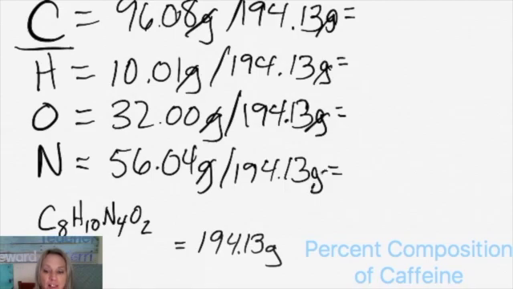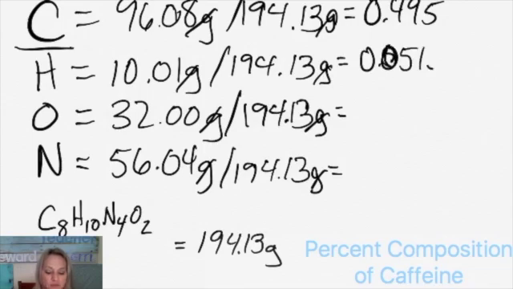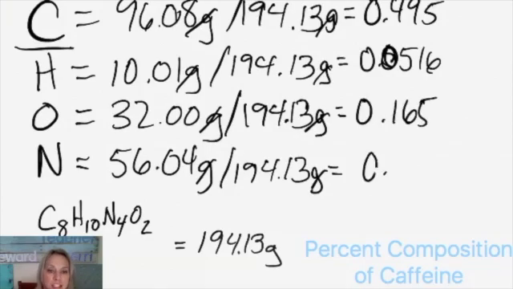So carbon, this will leave us with 0.495. Hydrogen will be left with 0.0516. Oxygen will be 0.165. And nitrogen will be 0.289. Now to get the percentages of each of these, we can either move the decimal over 2 spots, or we can multiply by 100%. This is how we will find out the percentages for each one.